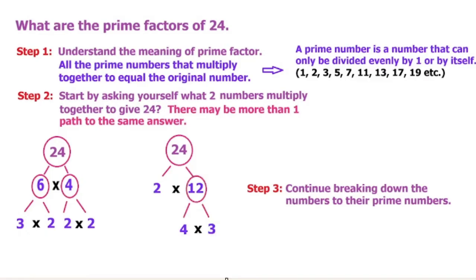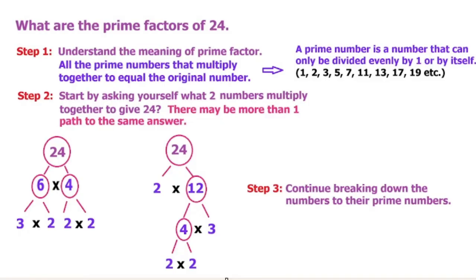So let's work on this side. This is a prime number already, so we can break down 12 further. So how to get 12? You multiply 4 times 3. Then we can break down 4 a little bit further into 2 times 2. And that's it. Those are now in their prime number format.